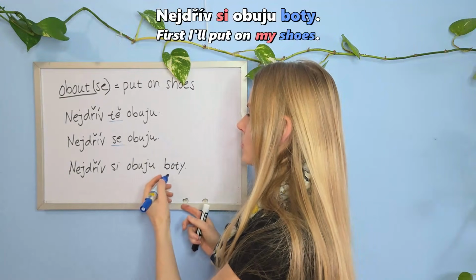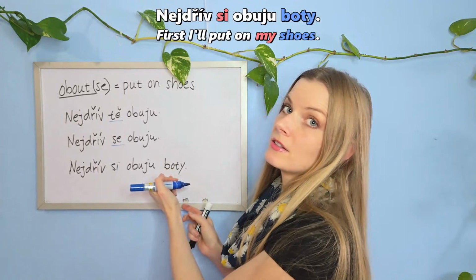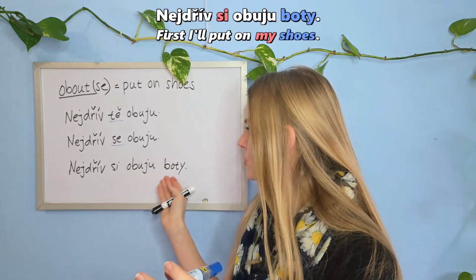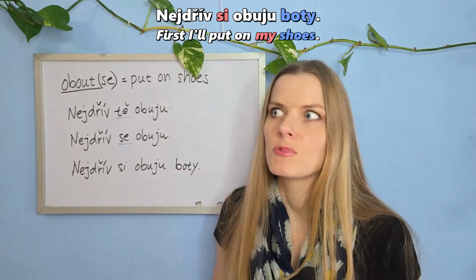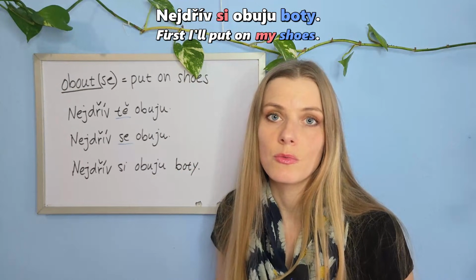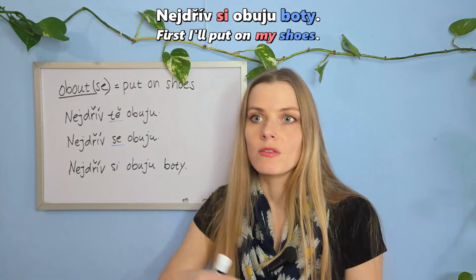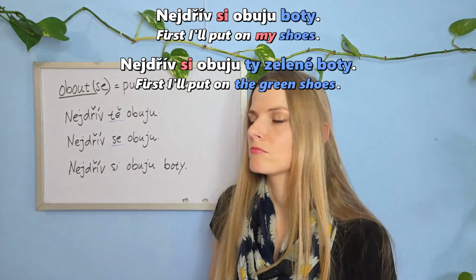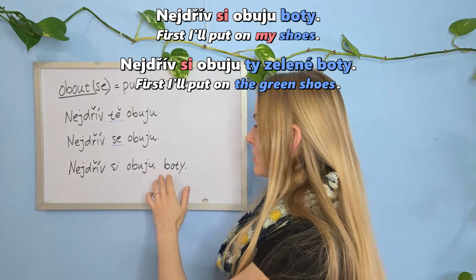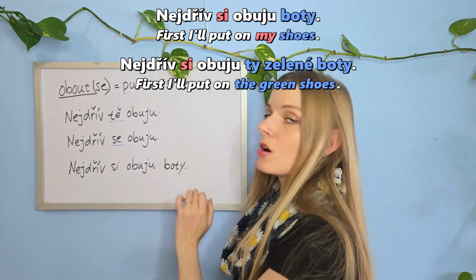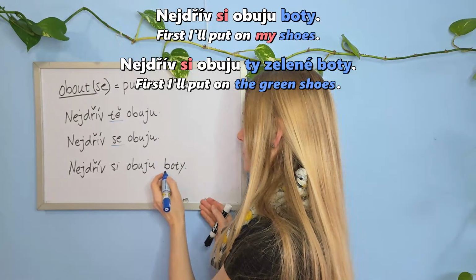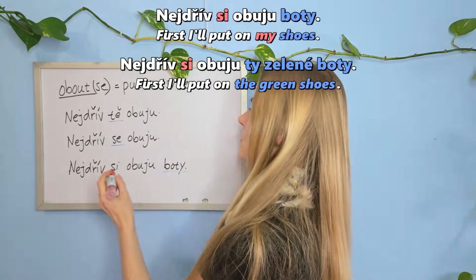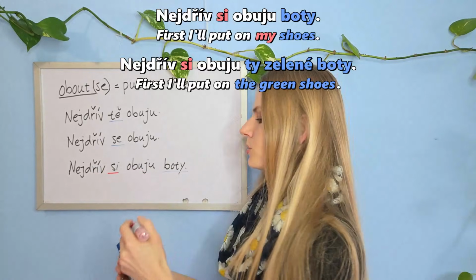Nejdřív si obuju boty. This is a little redundant because obuju already means I'm gonna put on my shoes. But for example, if you wanted to specify what kind of shoes you're gonna put on. First, I'm gonna put on the green shoes. Nejdřív si obuju ty zelené boty. But here it's si just because we have another object. We have a direct object. So we cannot have two direct objects here. One will be indirect, si, and then boty.